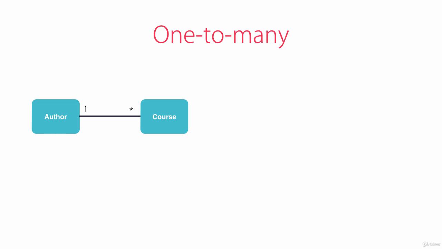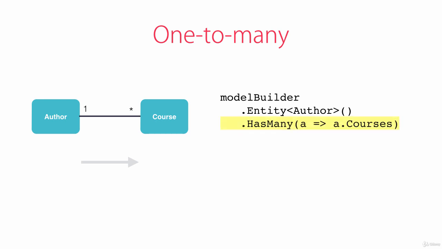So let's imagine we want to configure this relationship from left to right. So we start with modelBuilder.Entity to get a reference to the Author type. Now, because an author has many courses, we call HasMany method. Note that this method takes a lambda expression. So here a is short for author, and we are specifying that the Courses property in the Author class is a navigation property to the end of the relationship. Okay, so this is the configuration from one side to another.